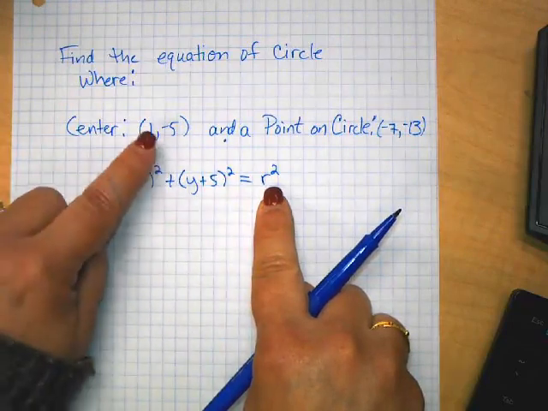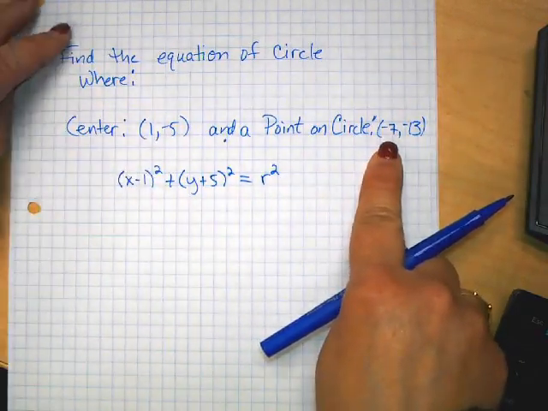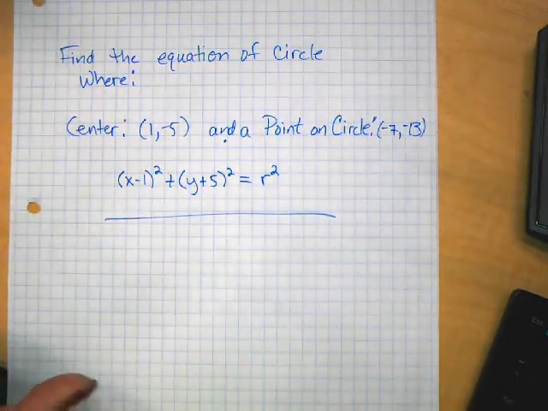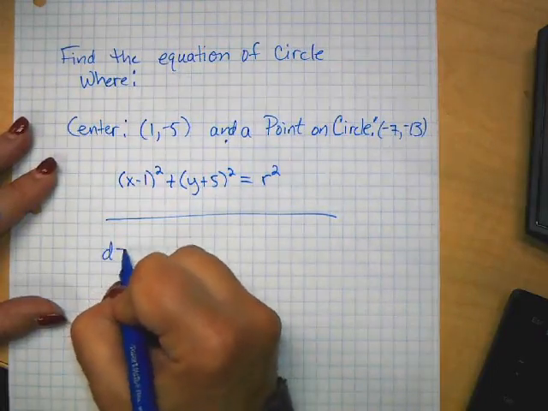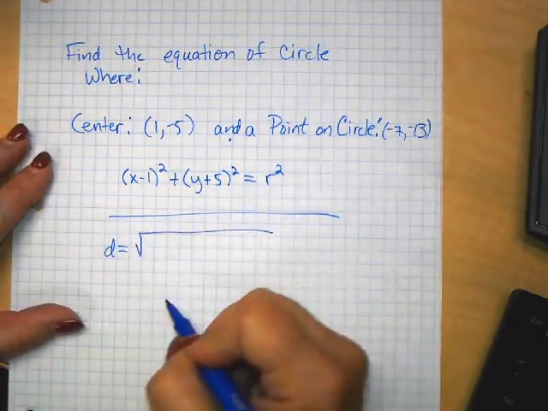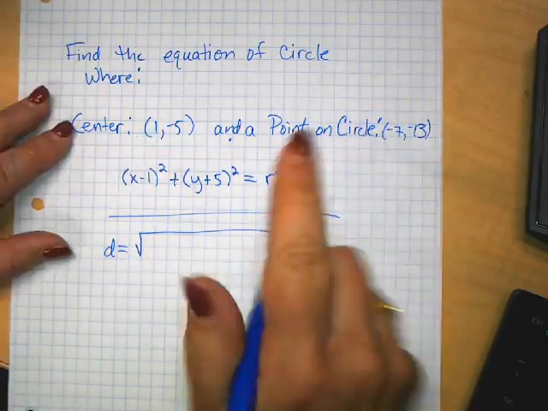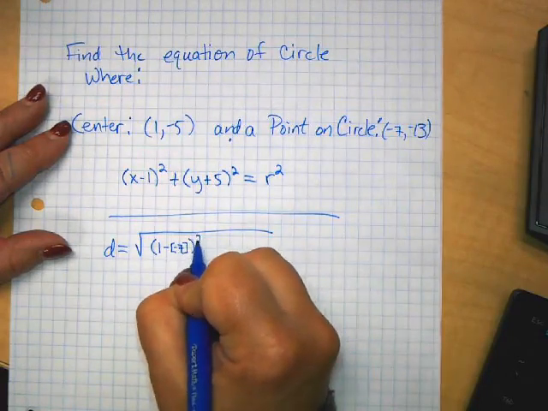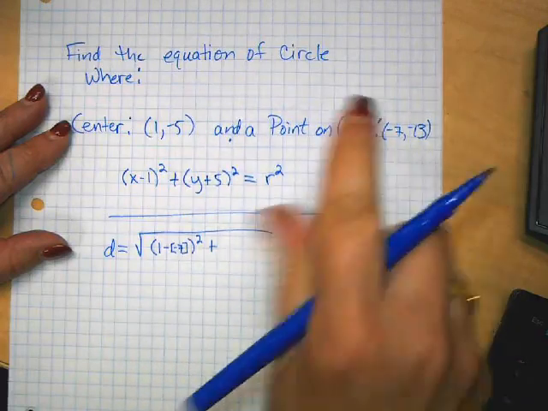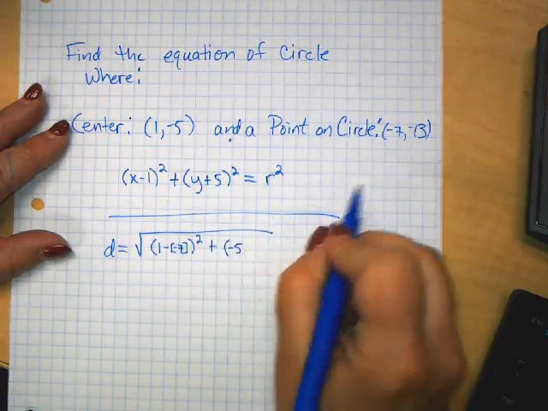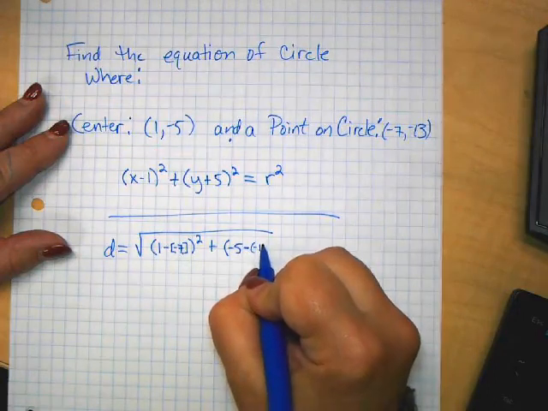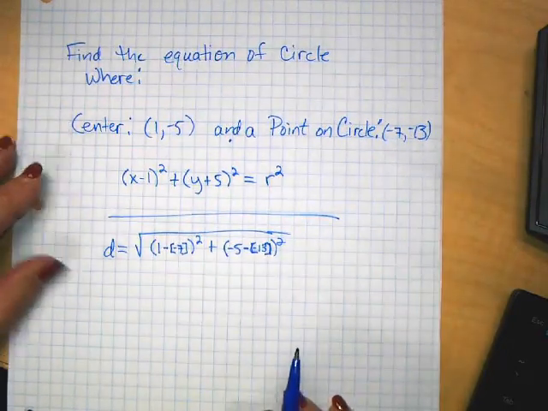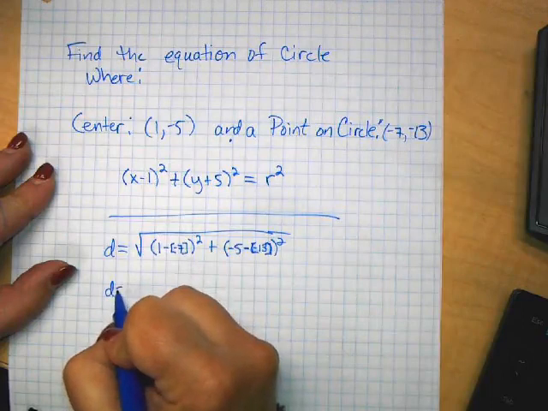And the only way we're going to find the radius is to find the distance between these 2 points. So that's going to require the use of the distance formula. So the distance between 2 points is going to be found as the square root of the difference between the x's squared, so 1 minus -7, the quantity squared, plus the difference between the y's squared. So that's -5 minus -13, the quantity squared. All right, so let's continue to simplify this until we get our answer.